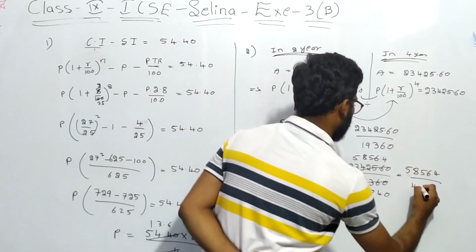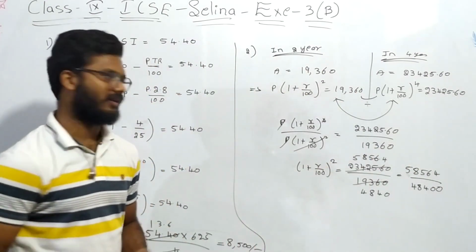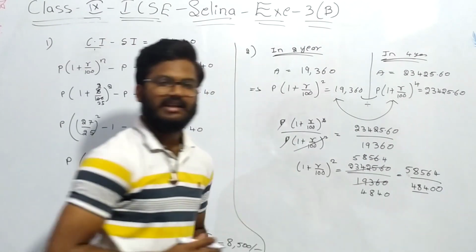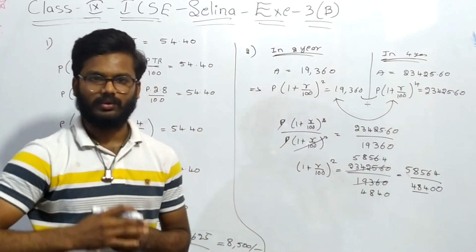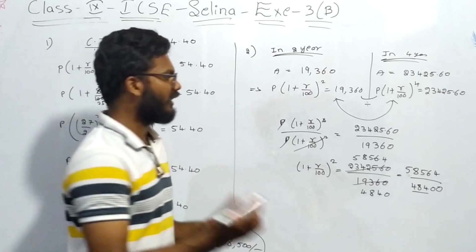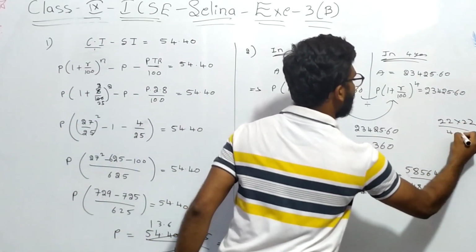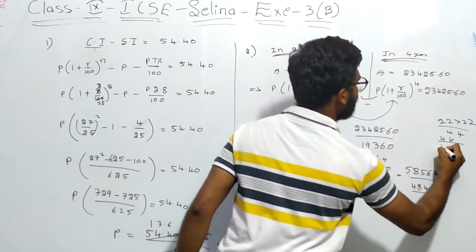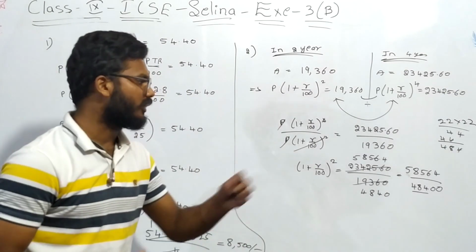So that is equal to 58,564 by 484 double 0. Why am I writing 484 double 0? Because we know 484 is the square of 22, right? So 22 whole square is 484, right? So see here, 22 into 22, 44 and 44, so it is 484. So 484 double 0 is the square of 220.